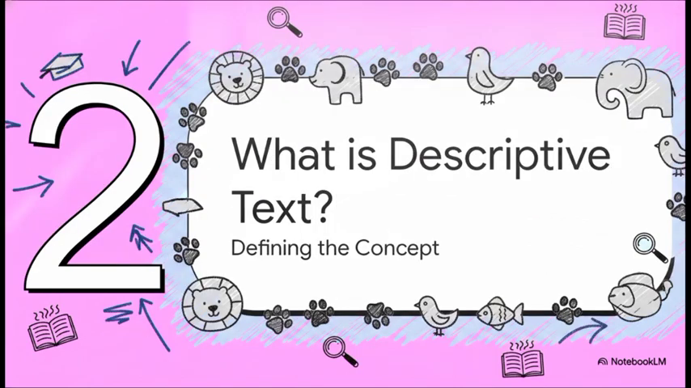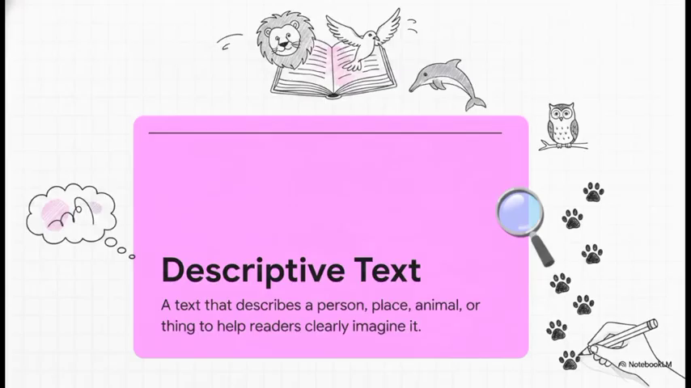Moving on to section 2, what is descriptive text? Defining the concept. This right here is the core foundation of everything we're doing today. So what is it? Well, a descriptive text is exactly what it sounds like. It's a text that literally describes a person, place, animal, or thing. But the real goal here is to paint a vivid picture with words.